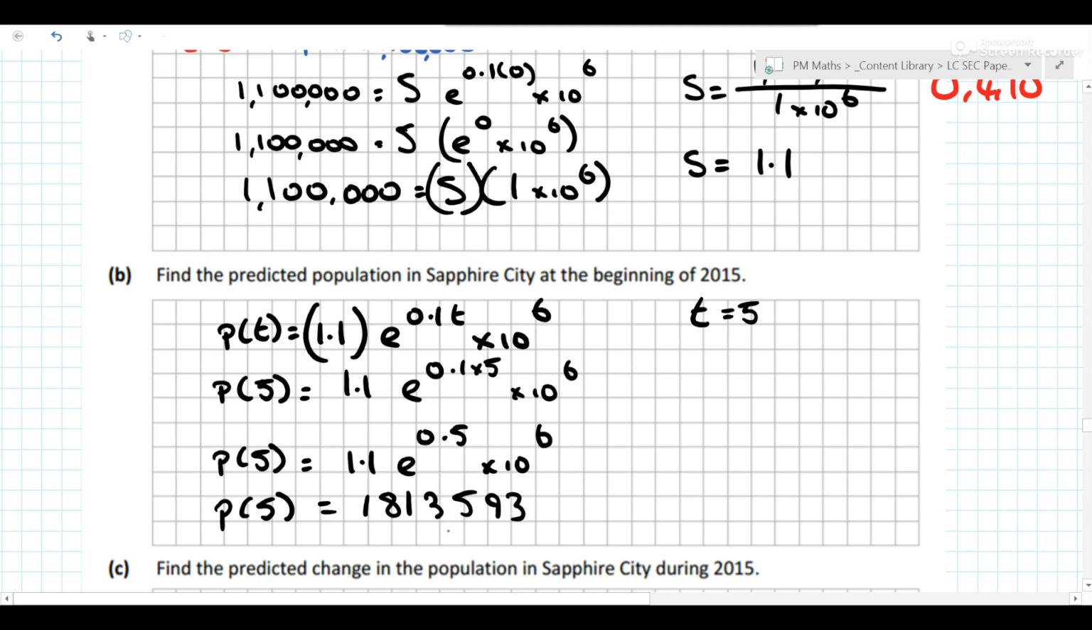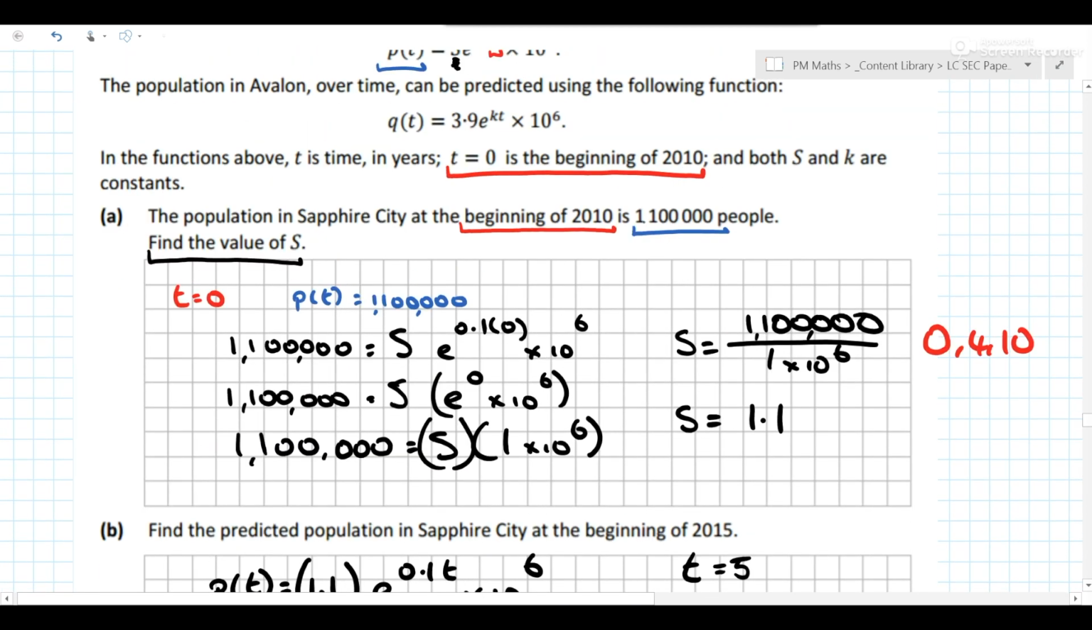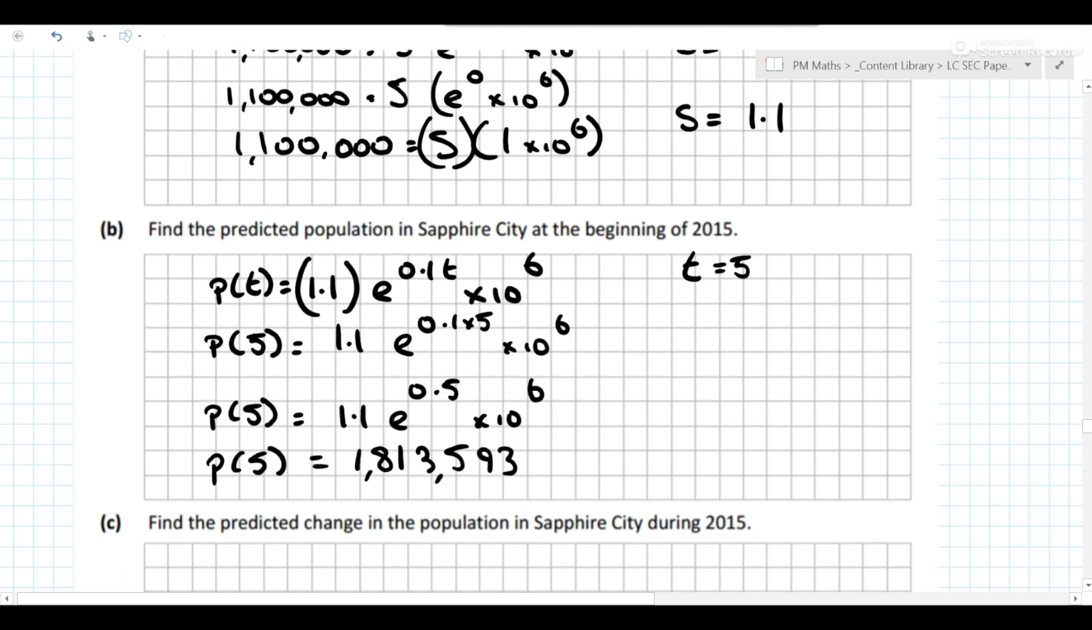1,813,593. And let's just check, does that make sense? It's nearly 2 million when t is 5, and it was just over 1 million when t is 0. So the population has increased by about 700,000.